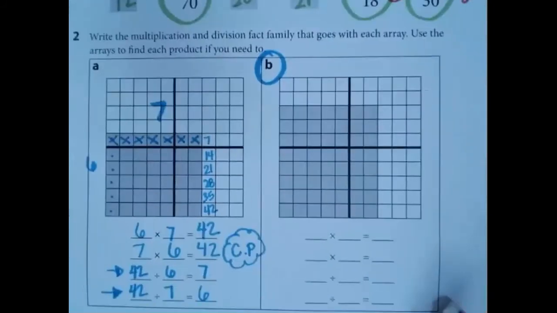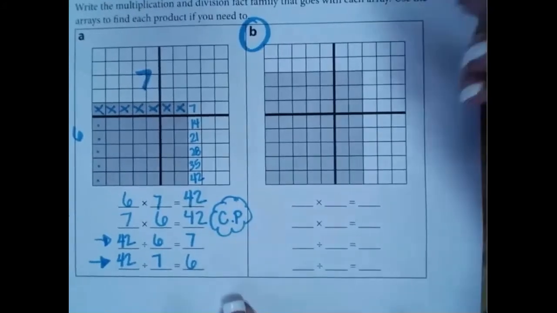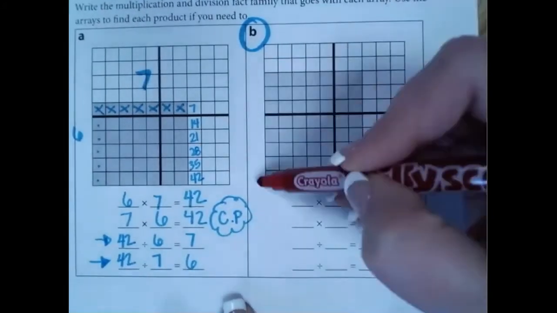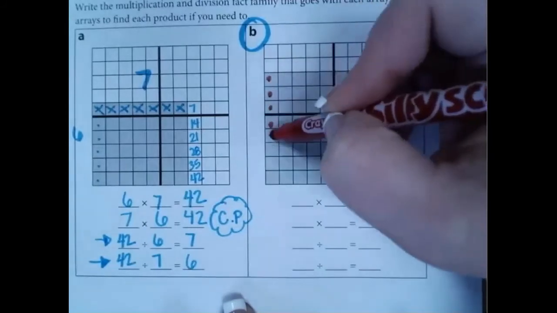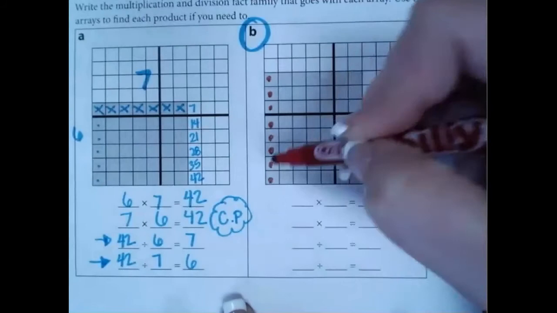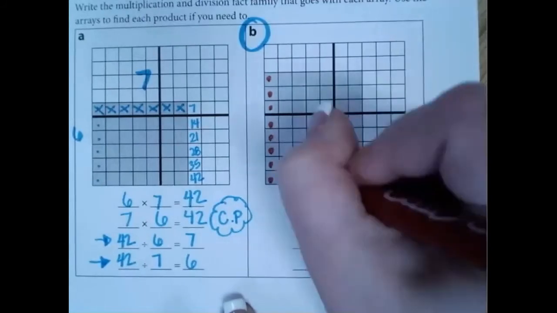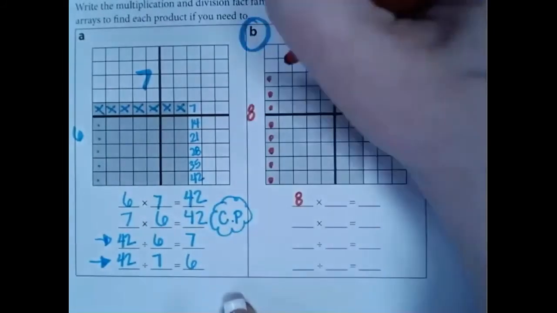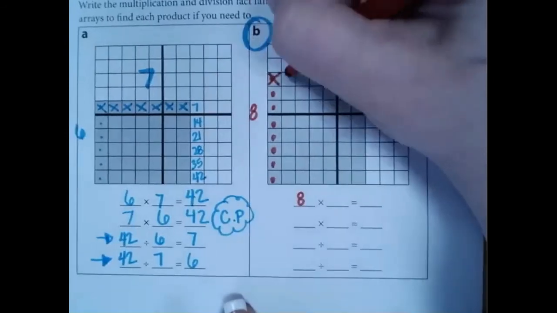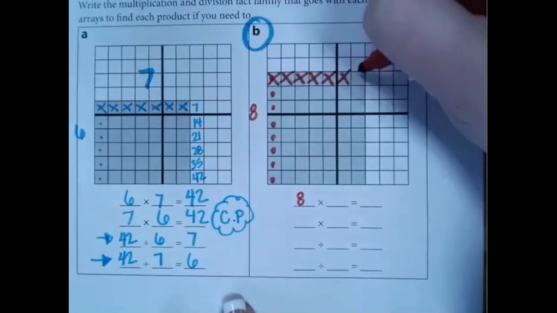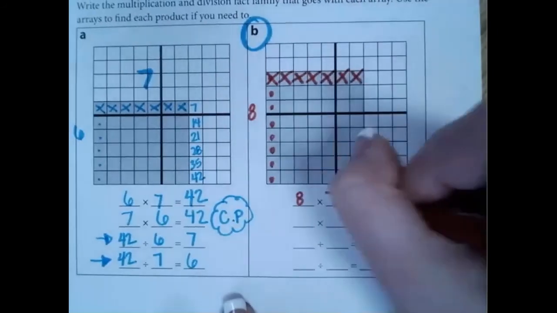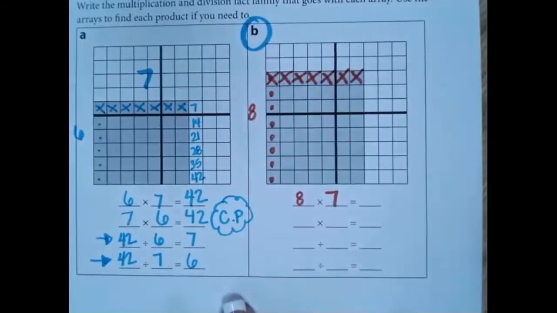Now let's look at letter B. I'm going to count down first. 1, 2, 3, 4, 5, 6, 7, 8. So 8 going down and going across. 1, 2, 3, 4, 5, 6, 7. 7 going across. So I will sing, let's see, we can do the 8 song.